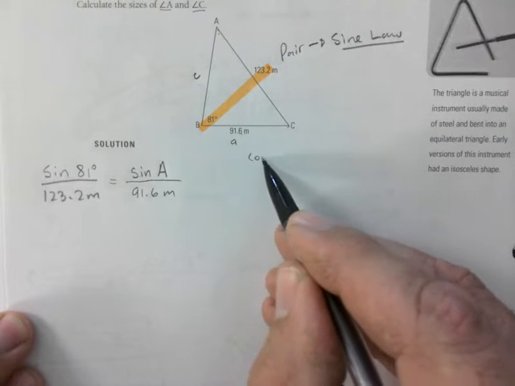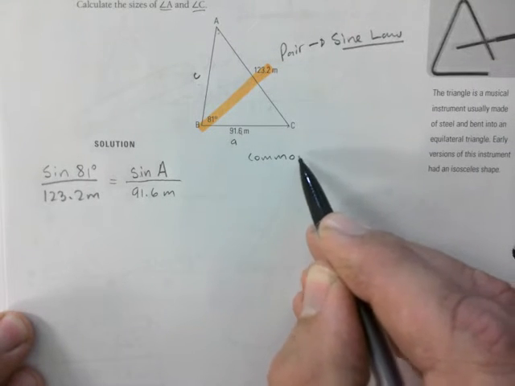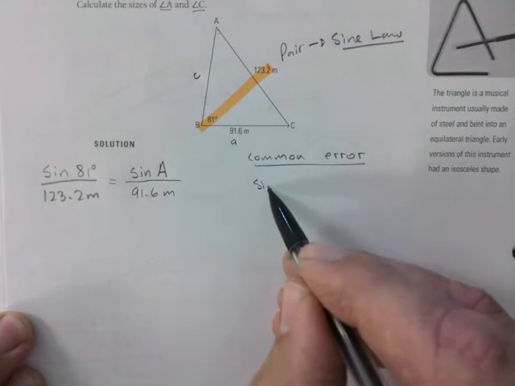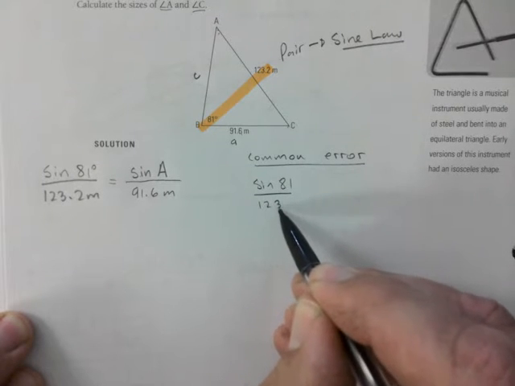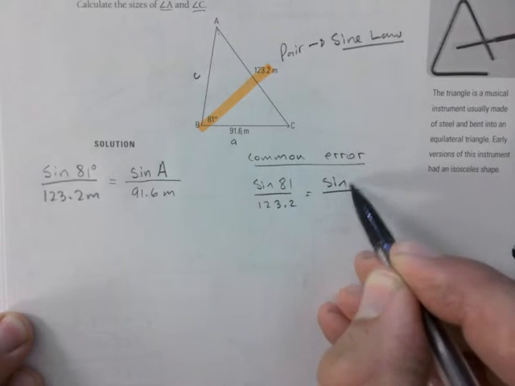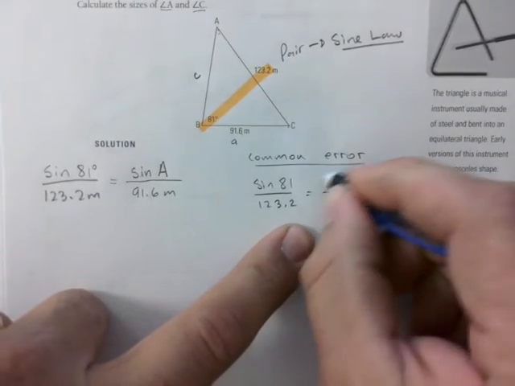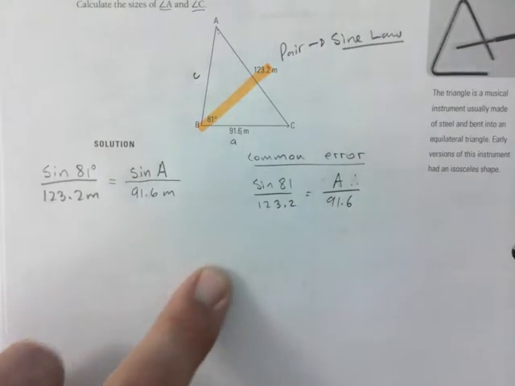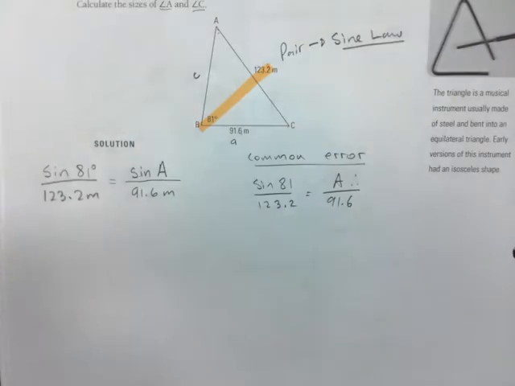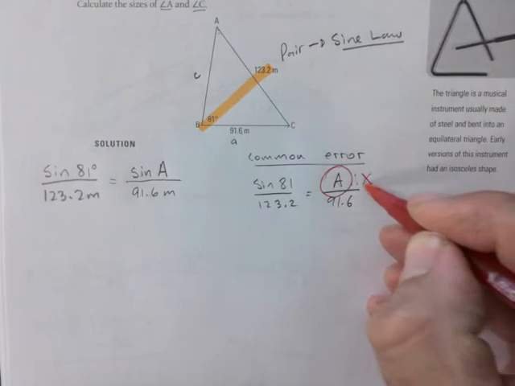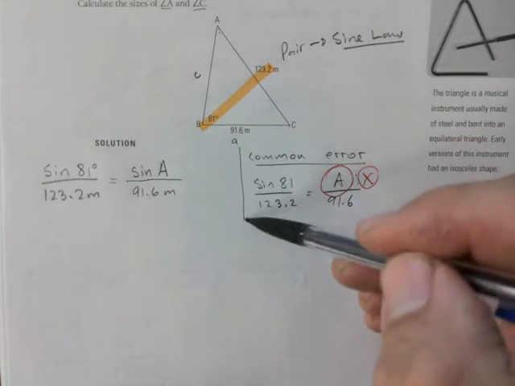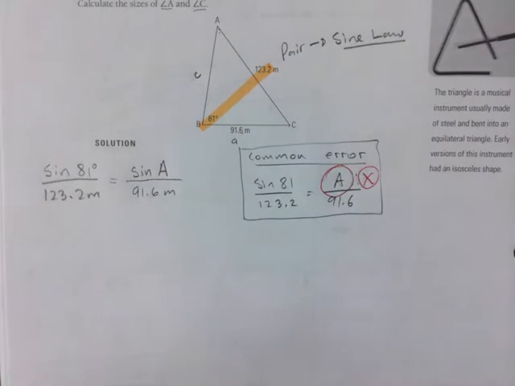Let's do that here. Common error. Because it sticks out when you do that, right? You do sine of 81 over 123.2 equals sine of A. Sorry, that's the error that I want you to have actually: just A over 91.6. This is wrong. Can't do that. So that's just a little aside because I see that too often. Common error is to not have sine associated with it.